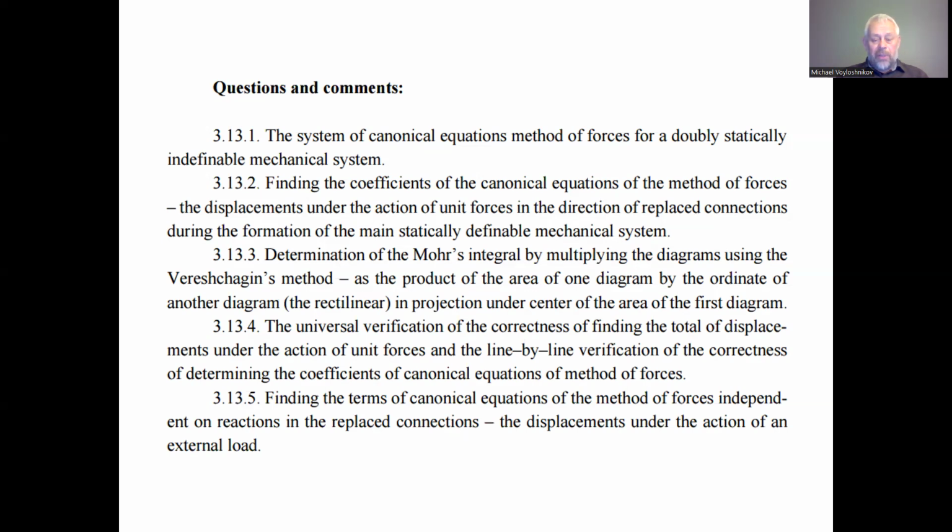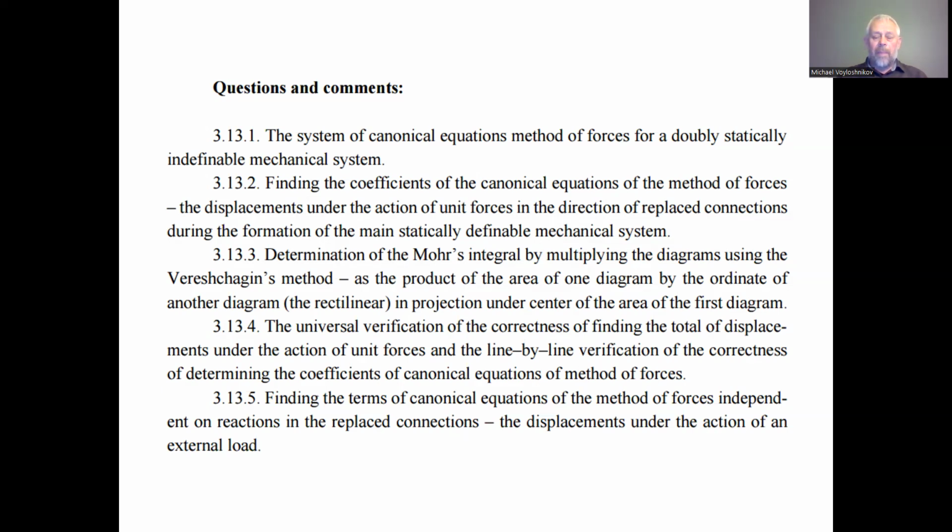3.13.2, finding the coefficients of the canonical equations of the method of forces, the displacement under the action of the unit forces in the direction of the replaced connection during the formation of the main statically determinate mechanical system. To find the coefficients of the canonical equations, we use the Mohr integral. The Mohr integral is a product of the diagrams of the bending moments for the frames. We did consider the frame.